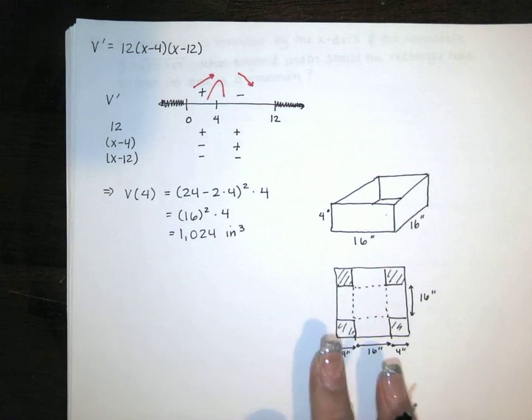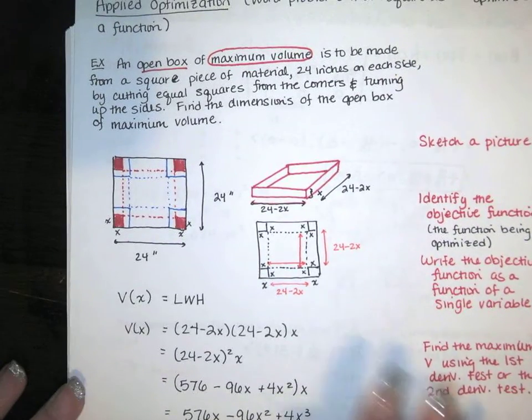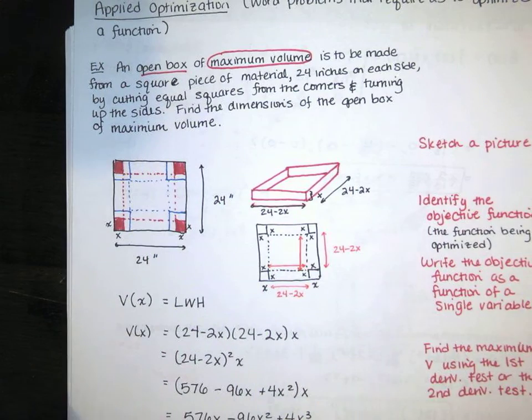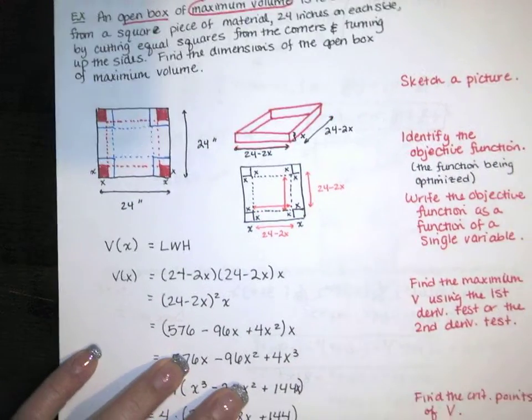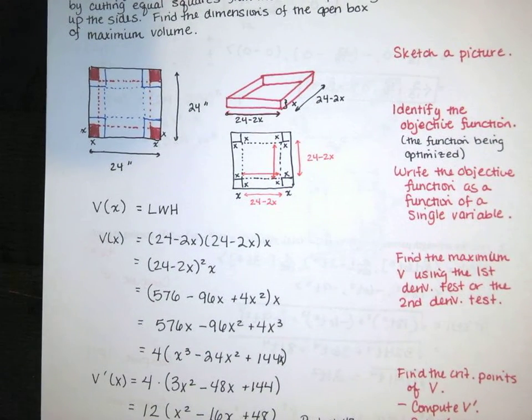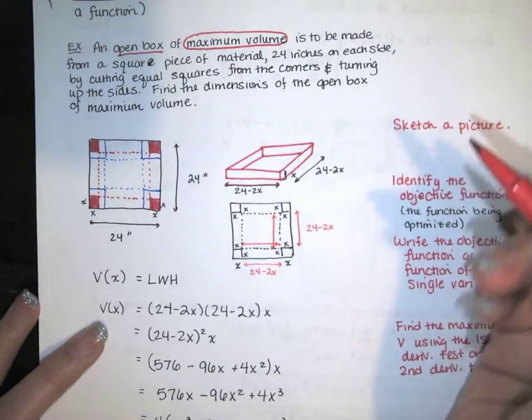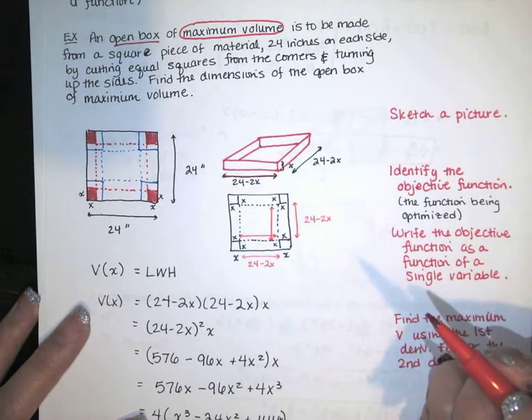Okay, now, did we answer the question? I don't think we did. It says, find the dimensions of the open box of maximum volume. And let's outline our method a little bit better. Okay, what did we do? We started by reading the problem statement, and then using everything that was stated in the problem to sketch a picture. Okay, so we sketched a picture.